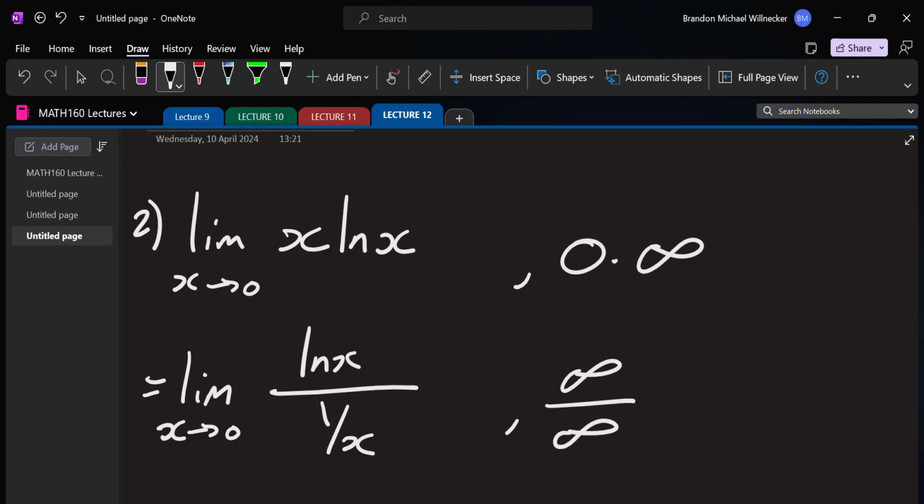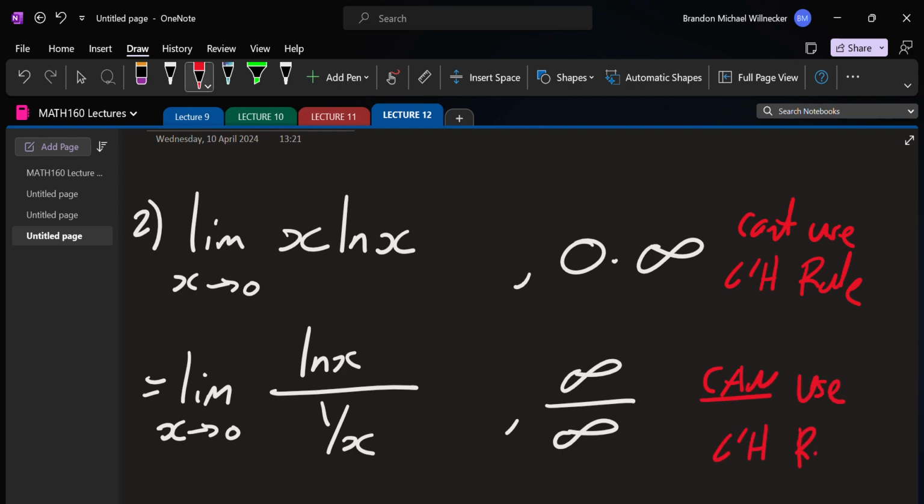So in line 1, we couldn't use L'Hopital's rule because it's 0 times infinity. We just change it slightly. Now it's infinity over infinity, and we can use L'Hopital's rule. Just make a little note. Can't use L'Hopital's rule, right? Because it's infinity times 0. That doesn't work with L'Hopital's rule. Infinity over infinity, now we can use L'Hopital's rule.